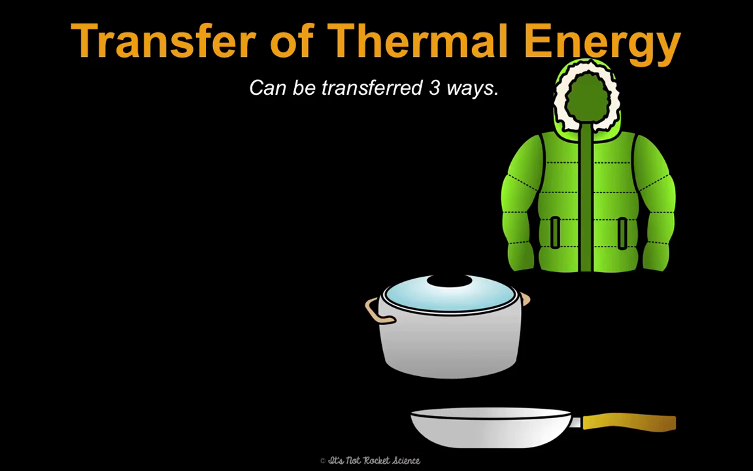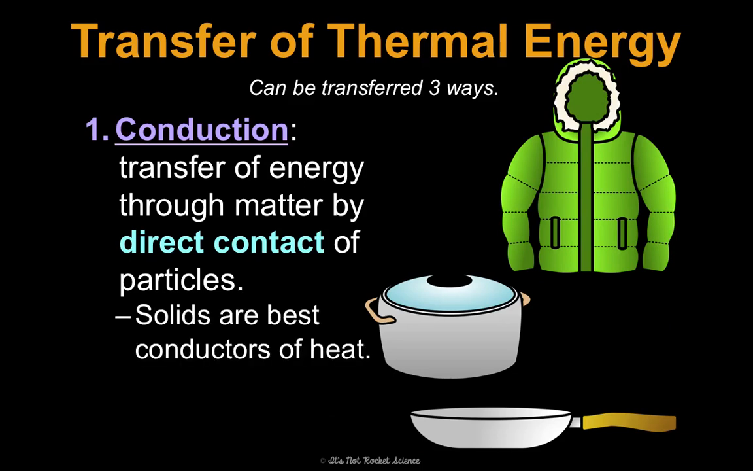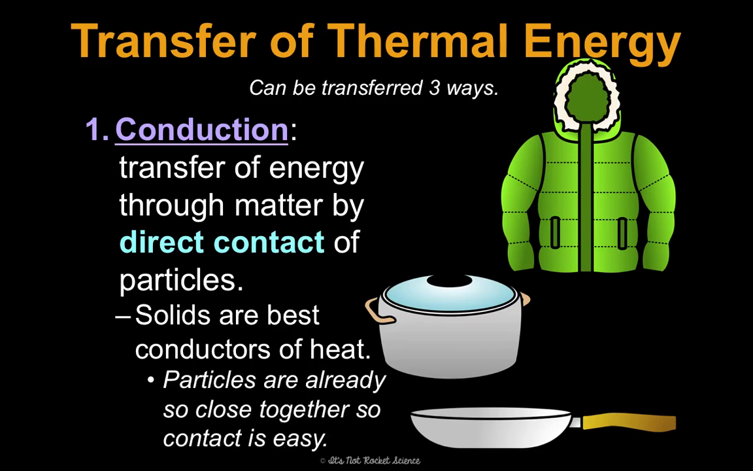So there's 3 main ways that thermal energy can be transferred. One is transfer by conduction. So this is transferring thermal energy through matter by direct contact of particles. So solids are the best conductors of heat because particles are really packed together in solids. We'll learn more about that in the future, but they're really close together, thus we can transfer heat between them a lot easier. So ways that you transfer heat by conduction are by wearing thick coats.